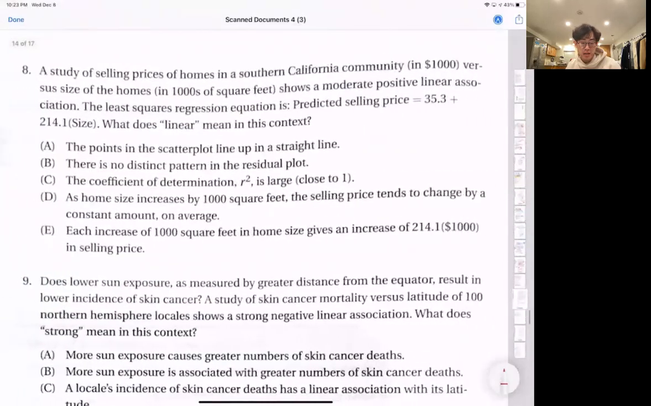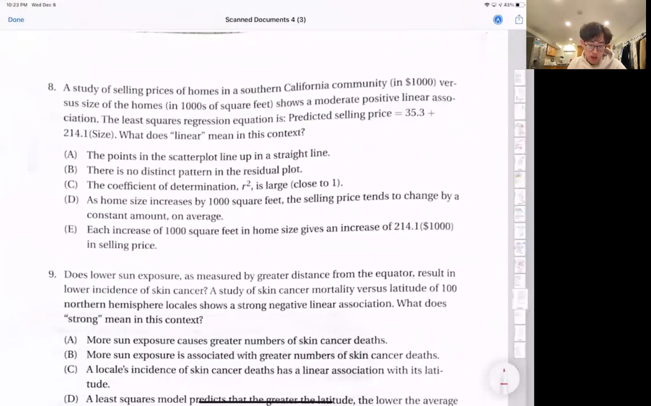A study of selling prices of homes in a Southern California community versus size of homes shows a moderate positive linear association. The least squares regression equation is 35, okay, blah, blah, blah. What does linear mean in this context? The points in the scatter plot line up in a straight line. They don't line up in a straight line. They have a general trend of being a straight line, but it doesn't mean that they're going to line up in that manner.